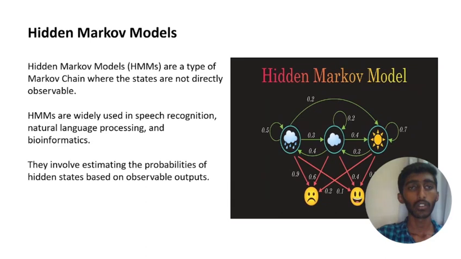Hidden Markov models. Let us see what are the hidden Markov models. Hidden Markov models are a type of Markov chain where the states are not directly observable. HMMs, which are also known as hidden Markov models, are used in speech recognition and natural language processing. They involve estimating the probability of hidden states based on observable outputs. As you can see in the picture, this picture will give the output.